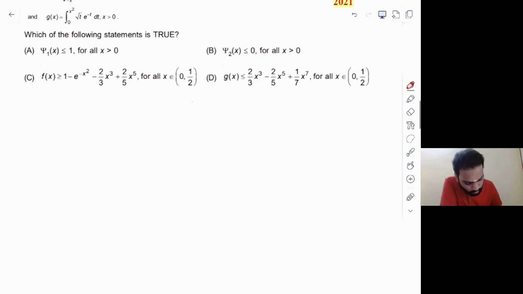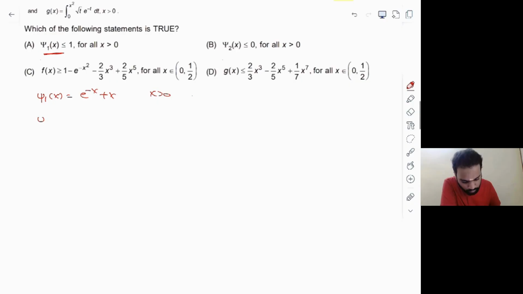First thing, given that psi1 of x is equal to e power minus x plus x, and they are talking only about the interval x greater than 0. So we have to check whether this psi1 of x function is less than or equal to 1 or not. So obviously I'm going to differentiate this one. If I differentiate, I will get psi1 dash of x is equal to 1 minus e to the power of minus x.